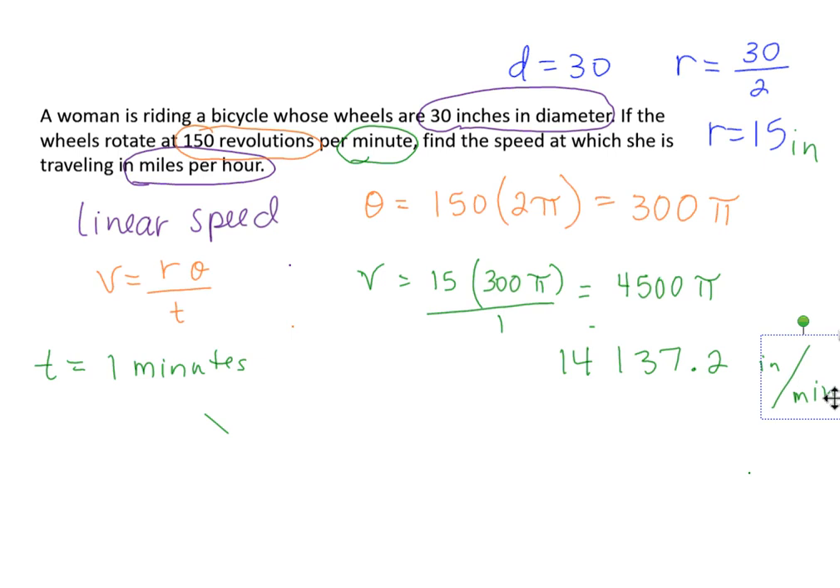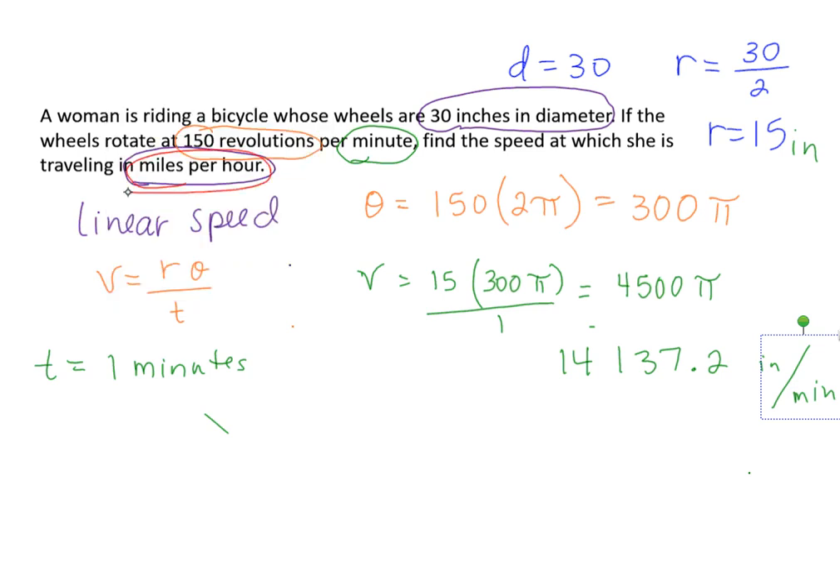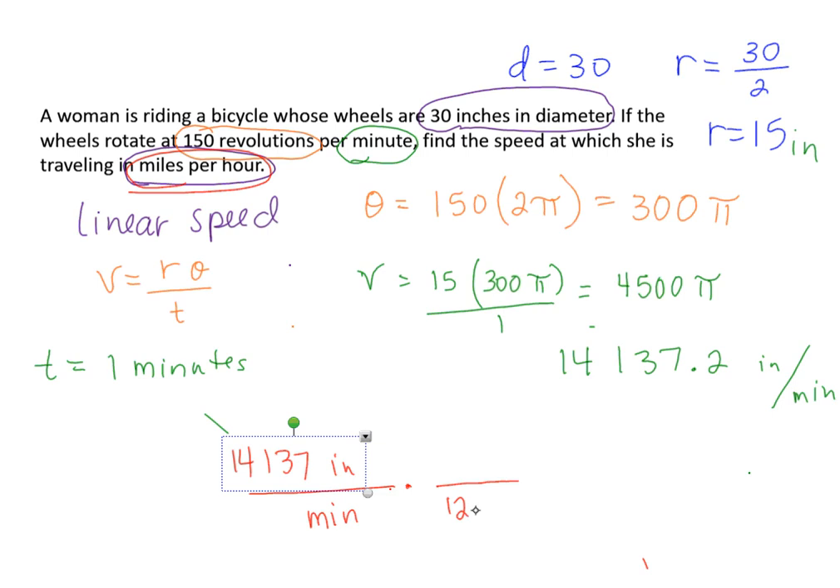Inches and minutes are kind of weird to visualize, but if you'll notice, the problem actually asked for miles per hour. So you need to take your 14,137, I'm going to leave the 0.2 off. That's inches per minute. And you've got to do conversions. Hope you guys remember conversions. To get rid of the inches on the top, you're going to multiply by 12 inches per foot. That'll cancel those inches. Then you got to multiply by 5,280 feet in 1 mile.